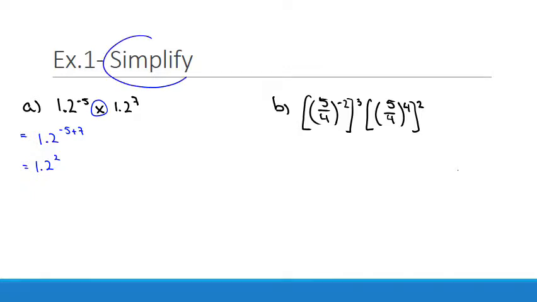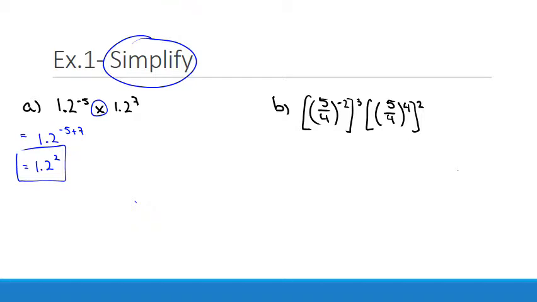This example says to simplify. If it says simplify, you can leave it as a power. If it said evaluate, I would go further. So if it was evaluate, I'd write it as 1.44. But it's only simplify, meaning I can leave it like this. That is my final answer. Let's go to the second one.